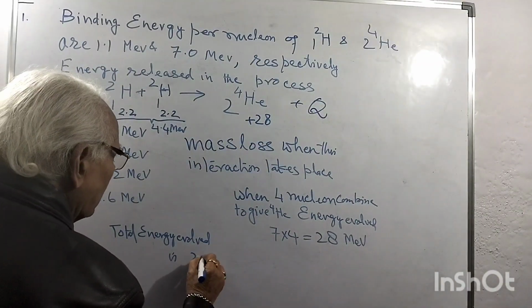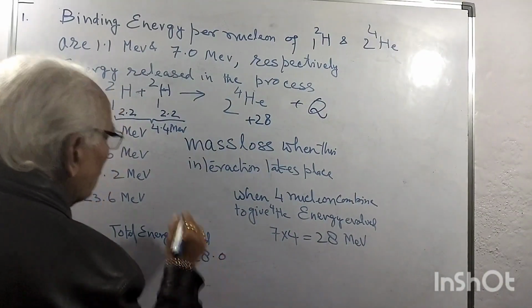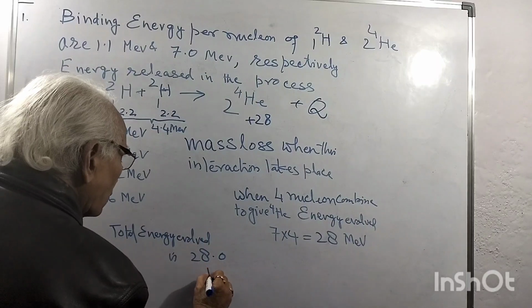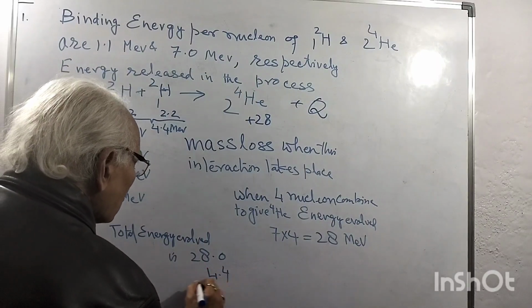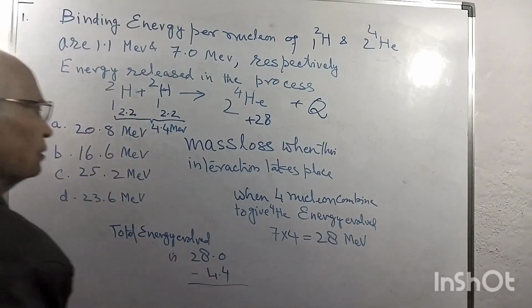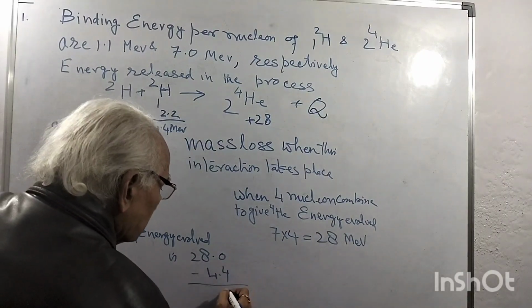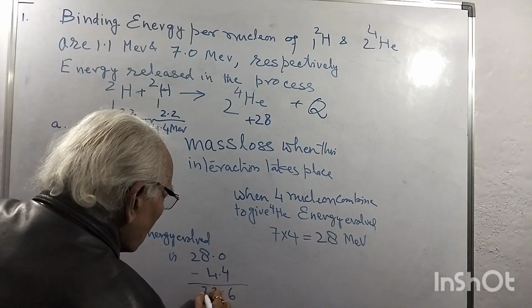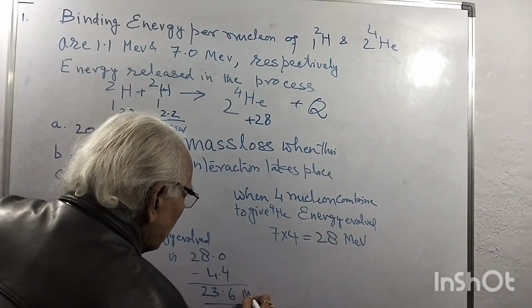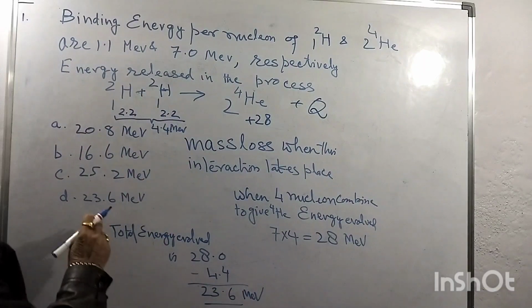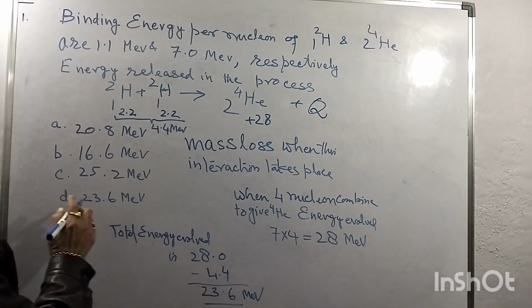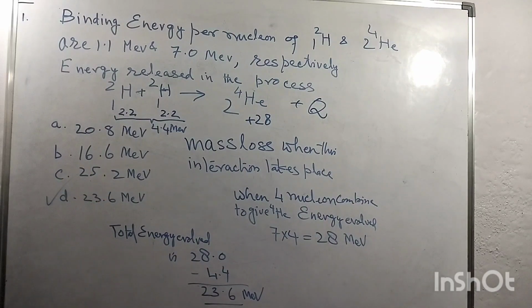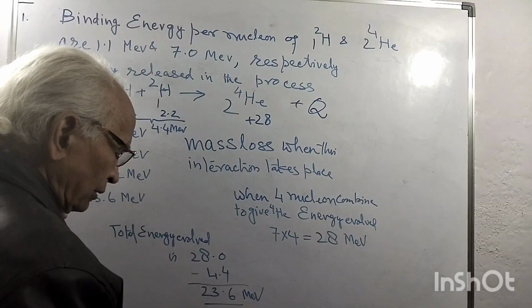28 MeV on this side, right side, 28.0. This side, 4.4. So this means 23.6 MeV energy here. This answer is correct. So D part is correct for this.